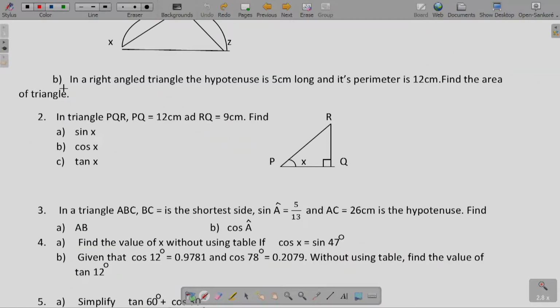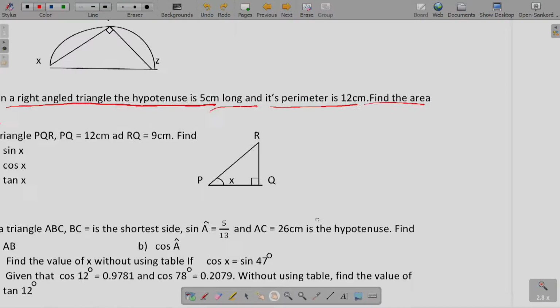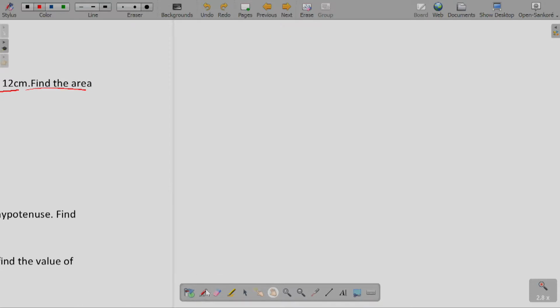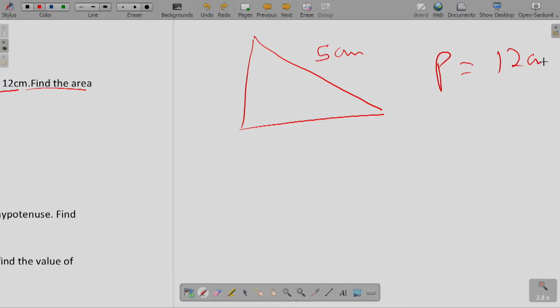Let's now move to question 1b. In a right angle triangle, the hypotenuse is 5 centimeters long and its perimeter is equal to 12 centimeters. Find the area of the triangle. So we have a right angle triangle with hypotenuse 5 centimeters and perimeter equal to 12 centimeters. You have to find the area of this triangle.